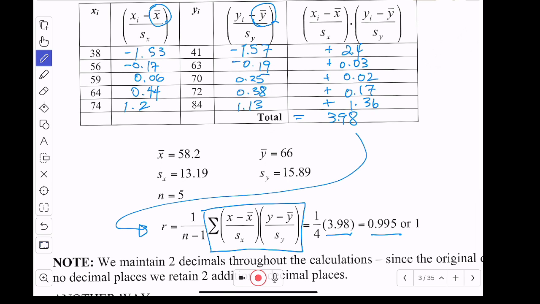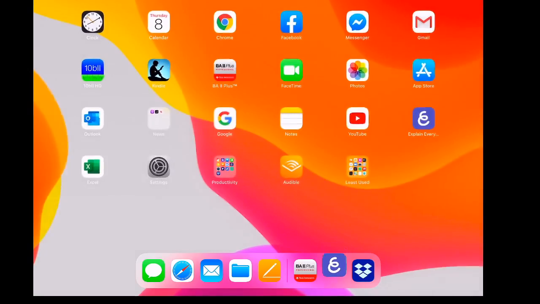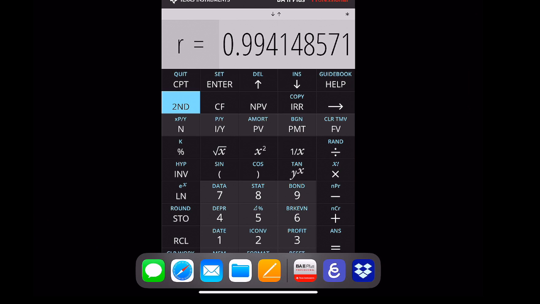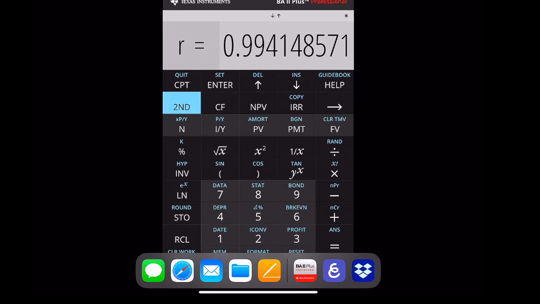Now what did I have on the calculator? First of all, any questions? Let's go back and look at the calculator. Now remember, the calculator keeps way more decimal places than I did, so it might be a little bit different. What did we get here in the calculator? 0.994. So they held all the decimal places, we rounded, and we ended up a little bit higher as a result.